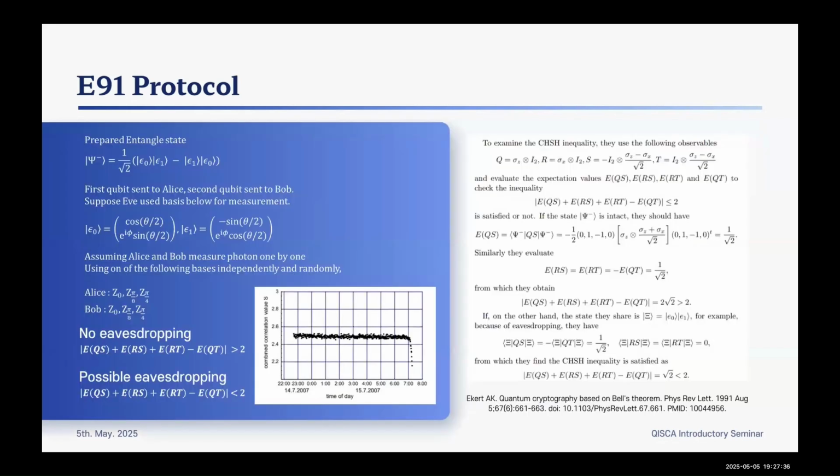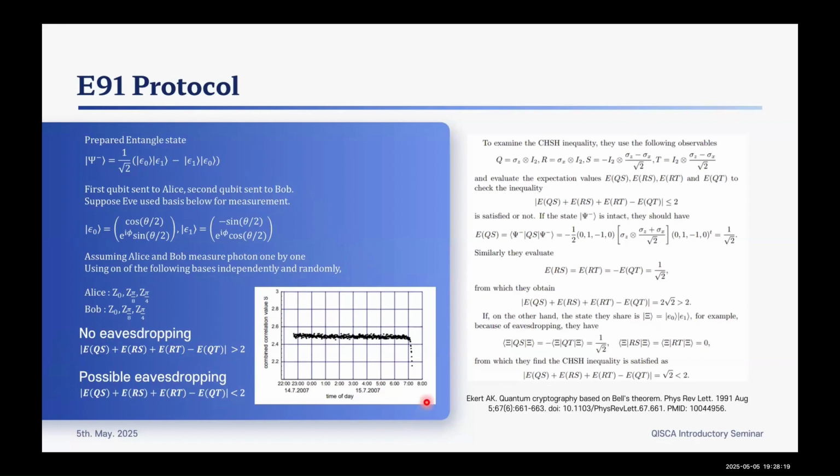Based on the previous equation, we can see how the E91 protocol uses the CHSH inequality to determine whether the entanglement is preserved, and therefore whether eavesdropping has occurred. By assuming a certain form of Eve's intervention and working through the math, we can clearly distinguish between the presence of eavesdropping and no eavesdropping. If you are interested in the details of the derivation, I recommend reading the paper shown on the right.